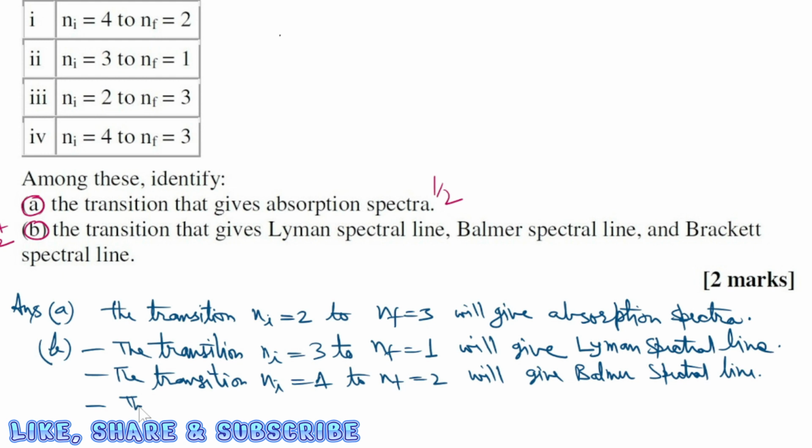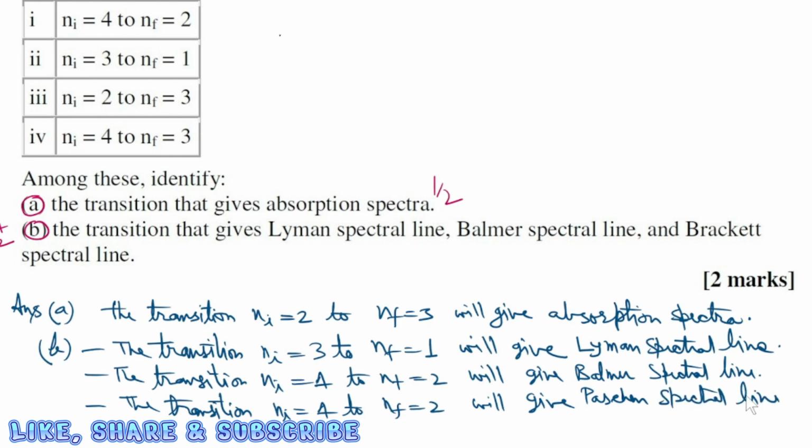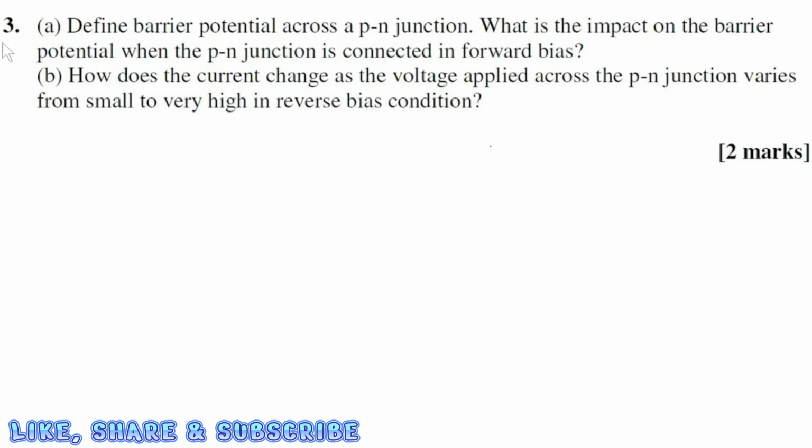The transition ni equals 4 to nf equals 2 will give Paschen spectral line, not the Brackett spectral line as mentioned. This question 3 has two parts, part A and part B.